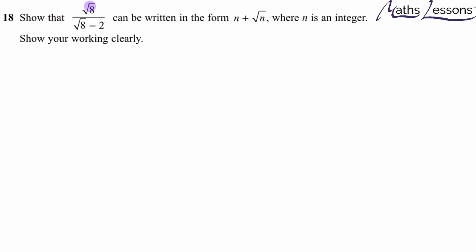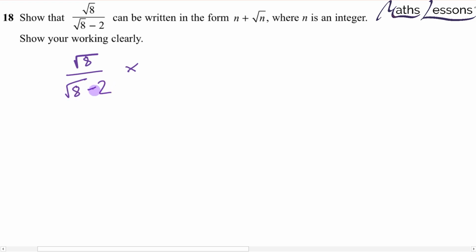We want to show that root 8 over root 8 minus 2 can be written in the form n plus root n. So when you're doing these, they always follow the same sort of pattern. What you need to do is you're trying to rationalize the denominator. Rationalize means make the number rational, so there won't be any square roots of numbers with primes in them, or pi's or anything like that.